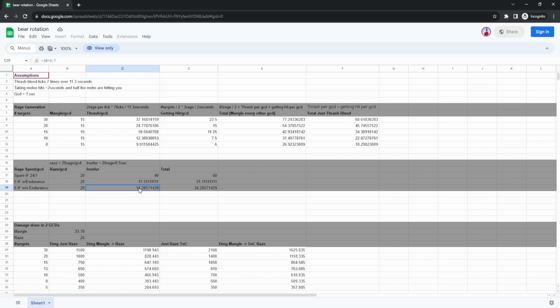Ursoc's Endurance, again, is 2 seconds, so you'll be pressing 5 Ironfurs pretty much every 7 seconds, within a 7 second window. 5 Ironfurs. And then totals are right here.